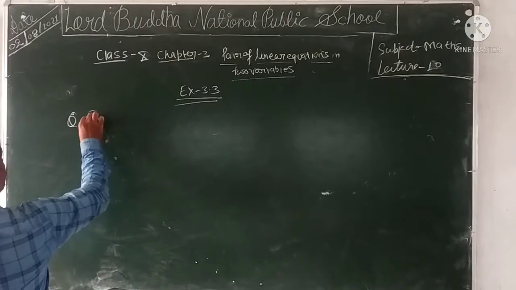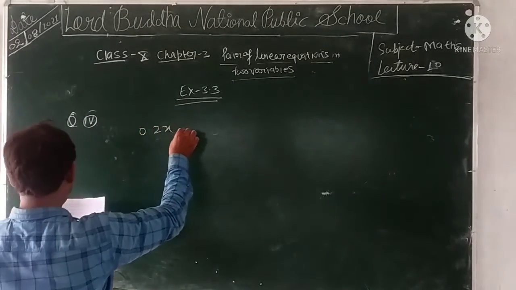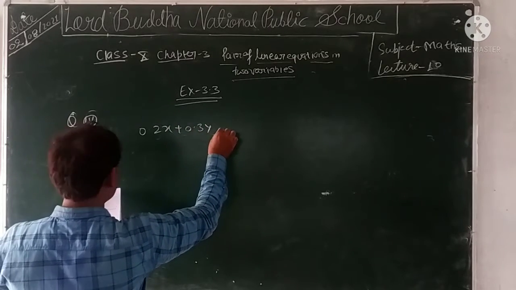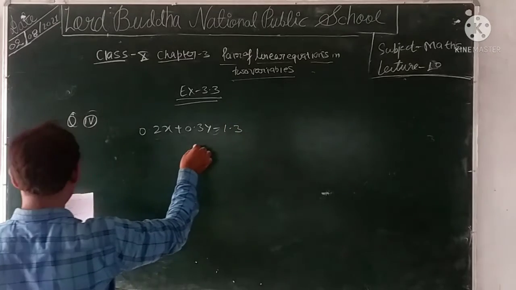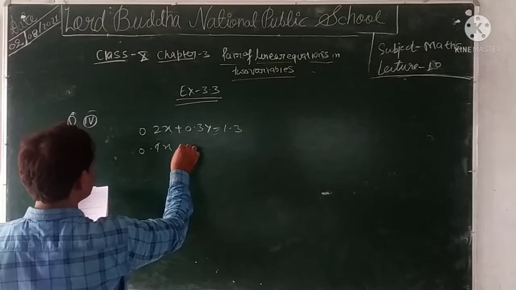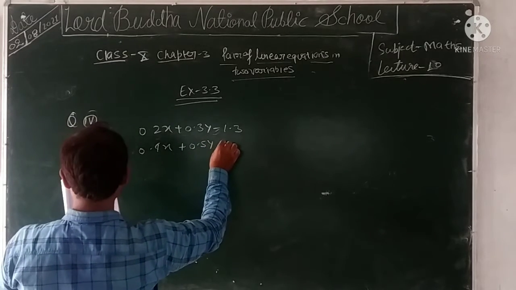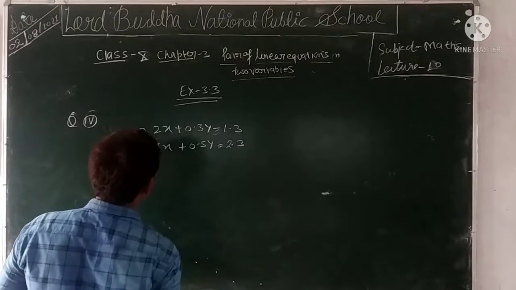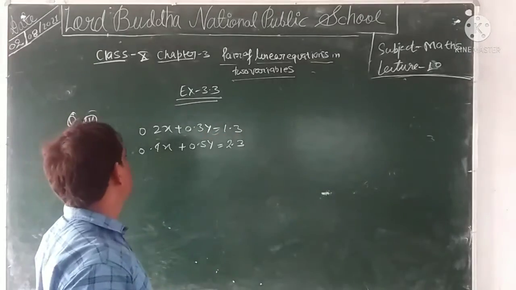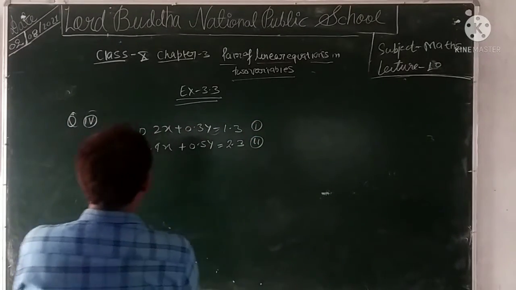First of all, you see the fourth part, because this is decimal. We see that here: 0.2x plus 0.3y equal to 1.3, and 0.4x plus 0.5y equal to 2.3. Okay? Here, this is the first equation and this is the second equation.